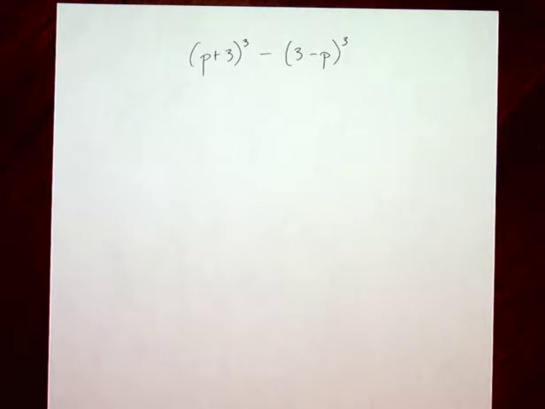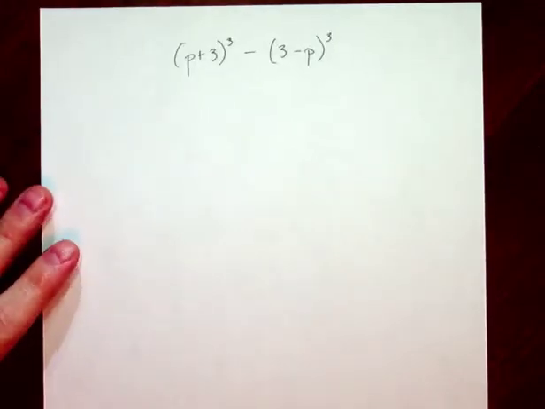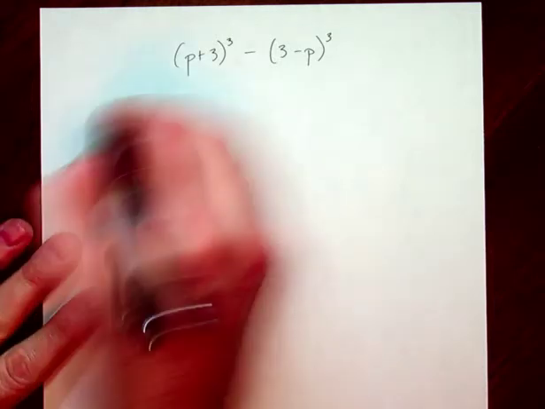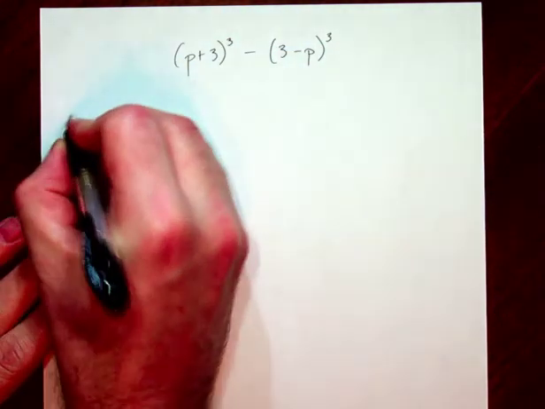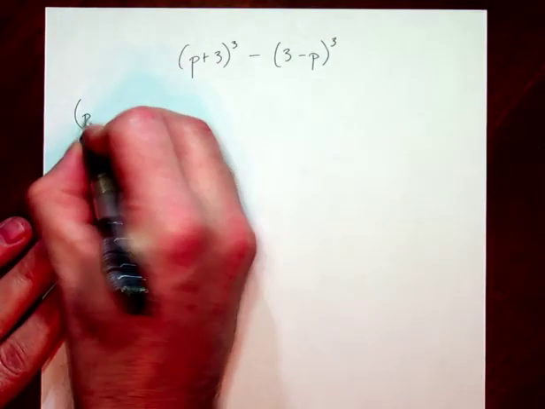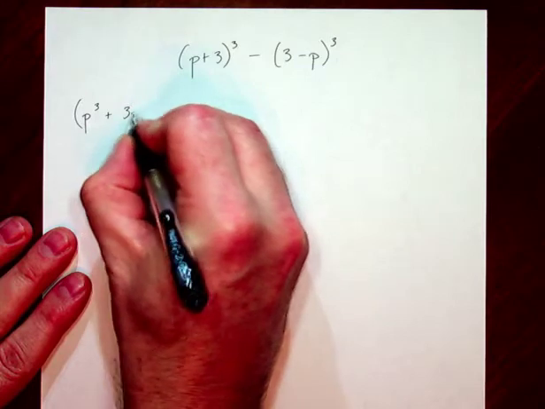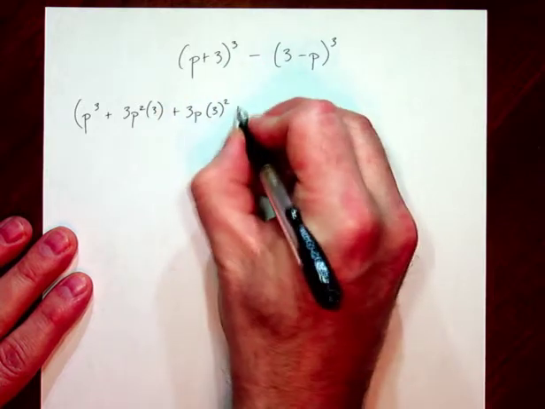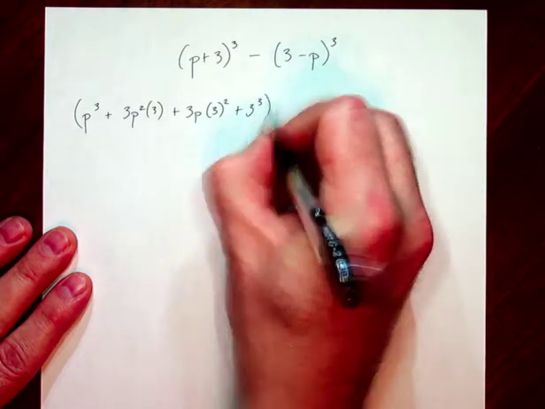Well, would it work if you multiplied it all out? Could you then see the factorization? And the answer is yes, okay? Now, for those of you who do not remember your binomial theorem or Pascal's triangle, when you expand a binomial cubed, the coefficients wind up being 1, 3, 3, 1, okay? So let's expand this p plus 3 cubed, and you wind up with p cubed plus 3p squared times 3 plus 3p times 3 squared plus 3 cubed.